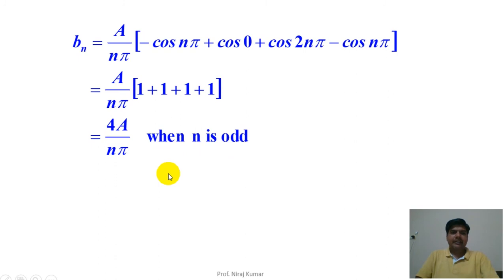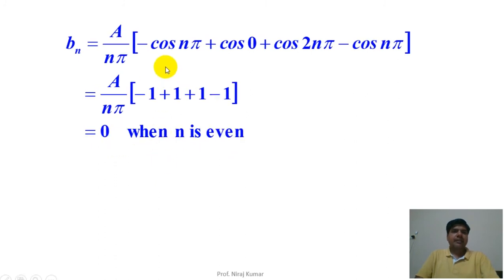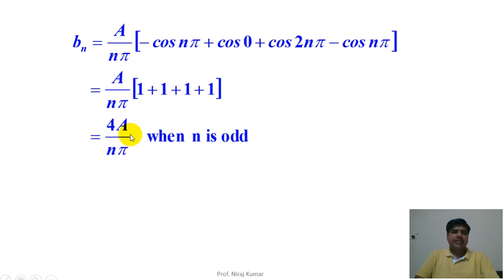Now let us take the even value of n. If we take an even value of n, these two values will remain 1 and 1, but cos n pi will also be 1 and this is also 1. So with a negative sign, this will become minus 1 and this will become minus 1. So the total value of these 4 terms is going to be 0. So Bn is 0 when n is even. Bn is 4a by n pi when n is odd.